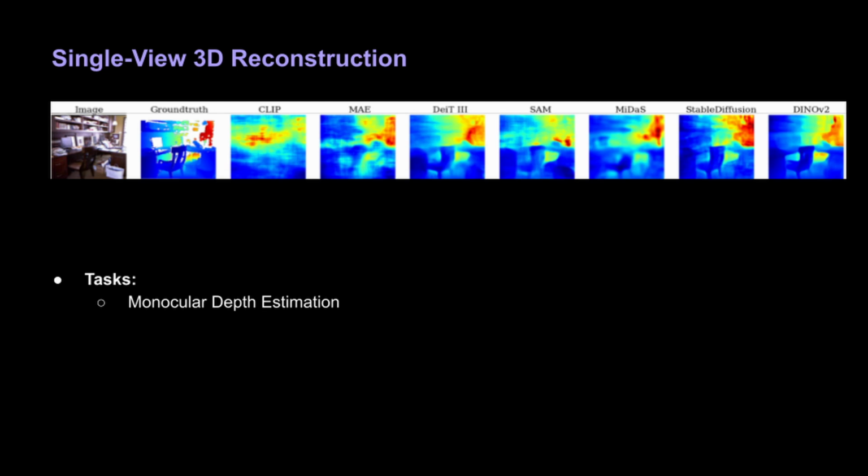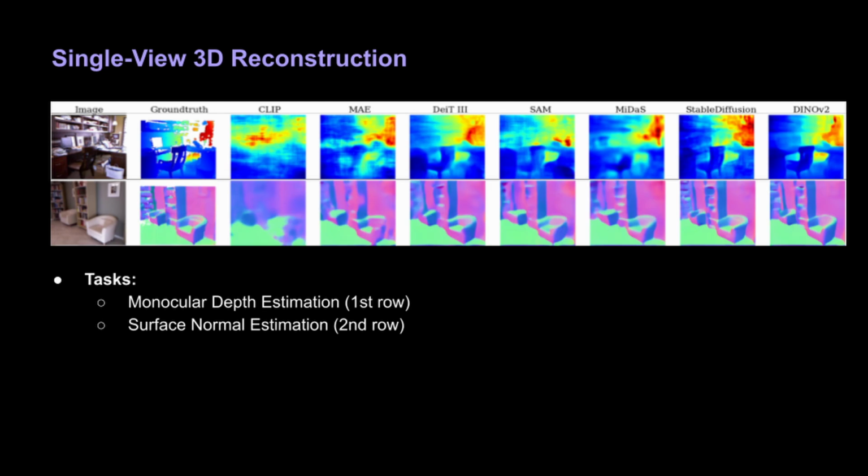Now, for the first core capability that defines 3D awareness, let's look at single-view 3D reconstruction. This capability is probed in two tasks: the task of monocular depth estimation, which predicts per pixel distances, and the task of surface normal estimation, which predicts per pixel surface orientation. Looking at the results, we have found that models vary widely. Some only capture coarse geometric cues, others yield fine-grained depth and normals.